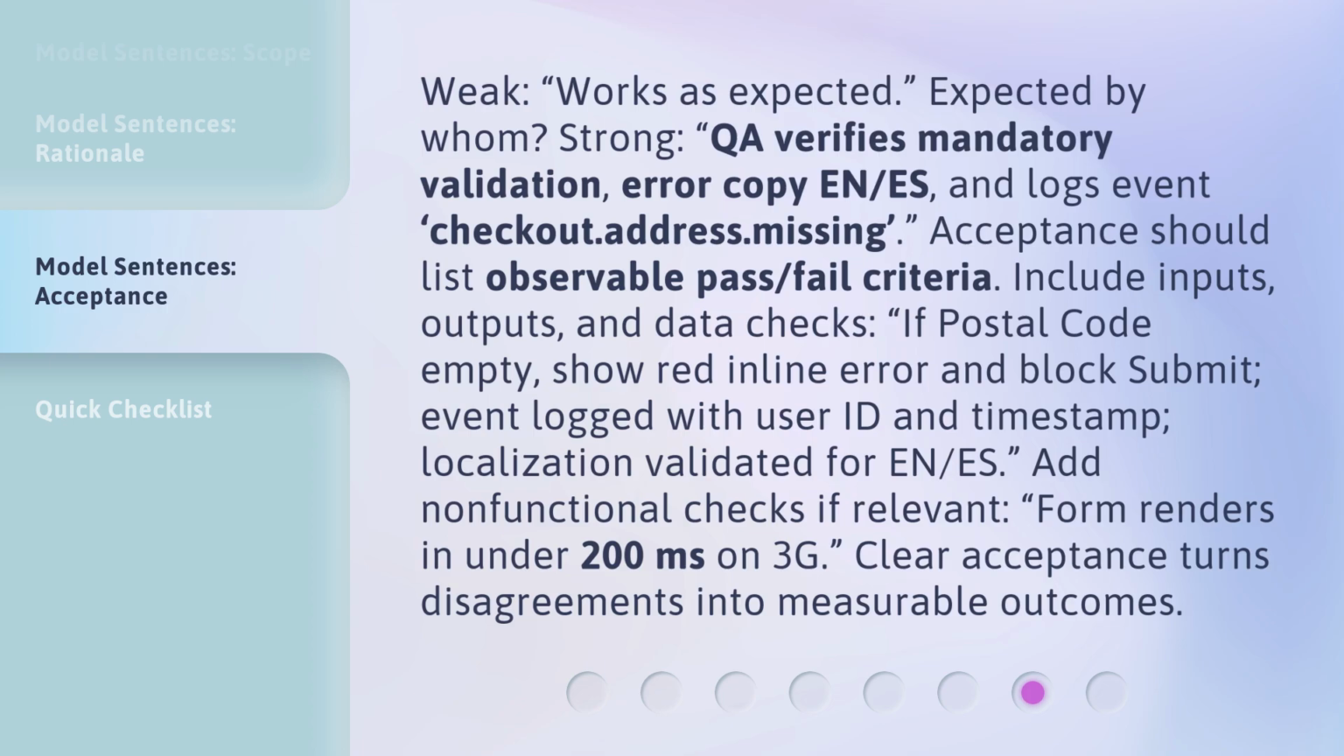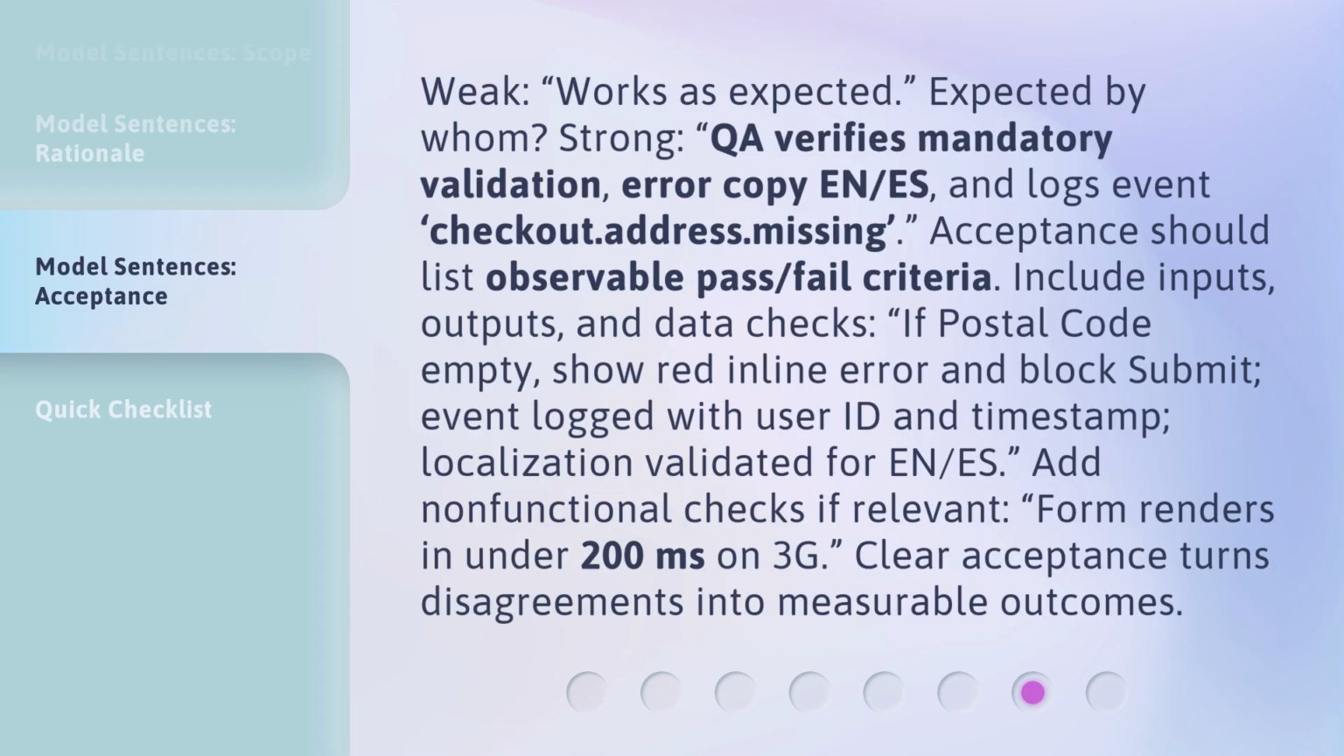Weak: Works as expected. Expected by whom? Strong: QA verifies mandatory validation error copy EN/ES and logs event checkout.address.missing. Acceptance should list observable pass/fail criteria. Include inputs, outputs, and data checks.